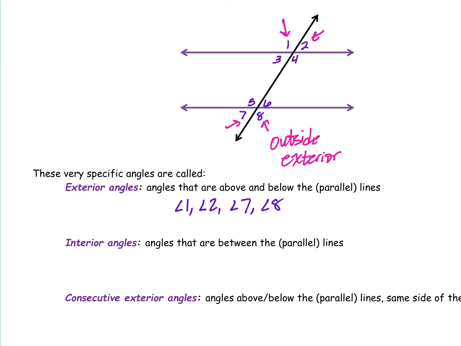Okay, interior angles are the angles that are between the parallel lines. So what angles would that be? 3, 4, yeah, very good. So angle 3, angle 4, angle 5, and angle 6. So that would be interior, like interior paint, right? So this is interior, or inside. Okay. Not too bad so far? Pretty simple, right? Pretty self-explanatory.